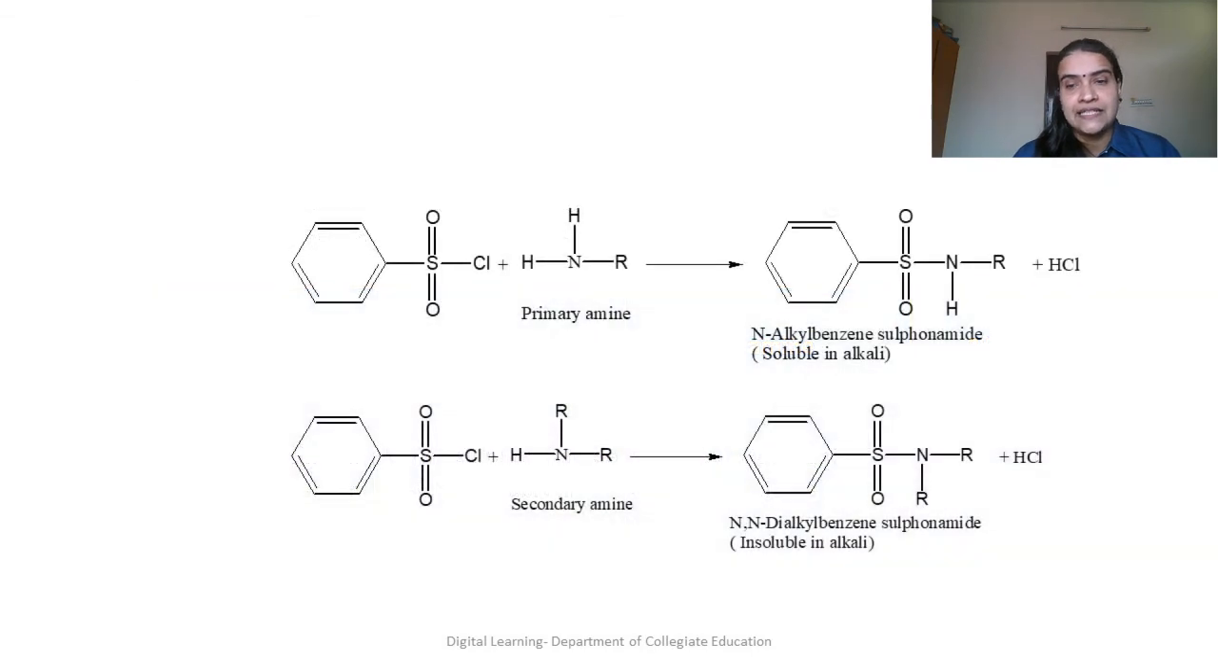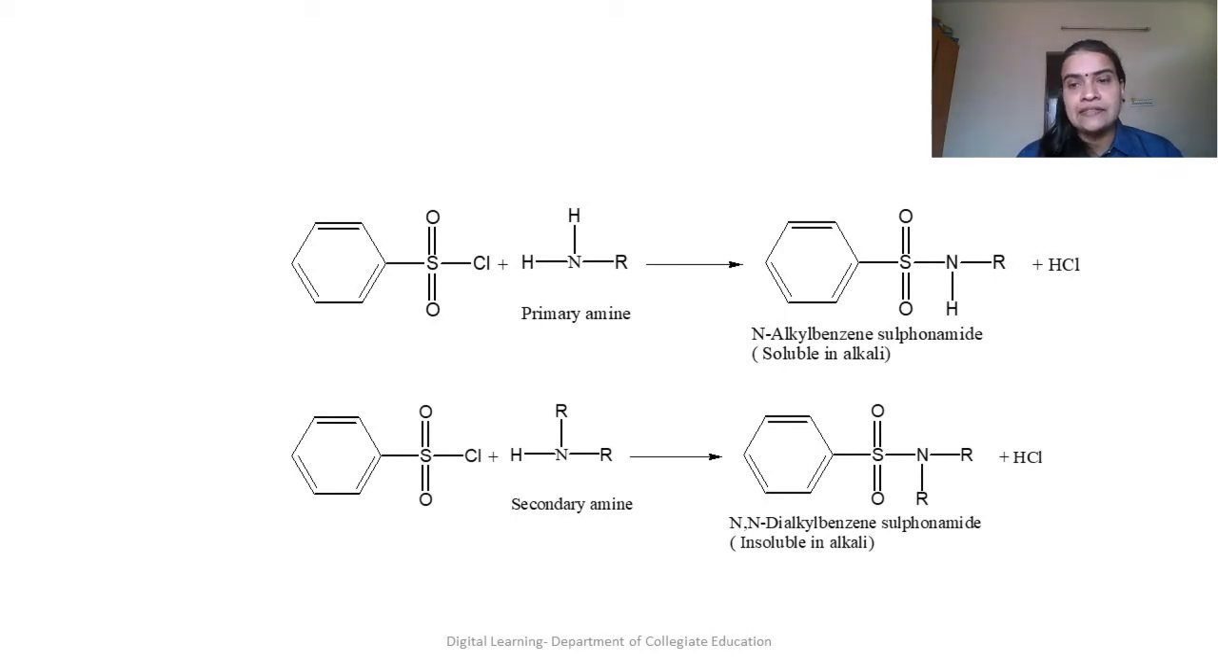We can see the reactions of primary amine with Hinsberg reagent as shown in the slide. Benzene sulfonyl chloride, the first one, C6H5SO2Cl plus primary amine RNH2 will give N-alkyl benzene sulfonamide. Here you can see a hydrogen atom attached to the nitrogen atom is still remaining. So that will make it soluble when it is treated with alkali.